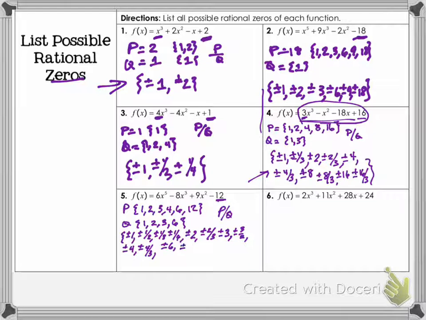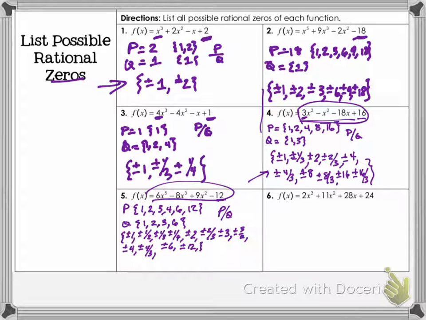And then plus or minus 12. And then 12 over 2 is 6, 12 over 3 is 4, and 12 over 6 is 2. So those are all the possible rational zeros this polynomial could have.